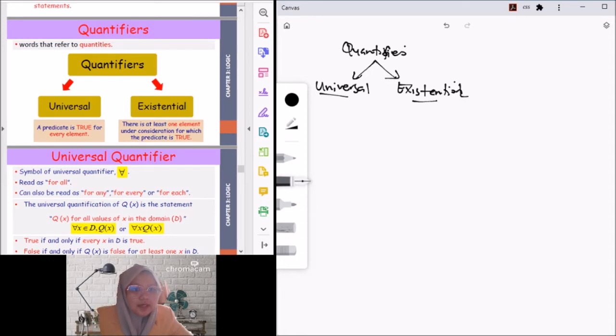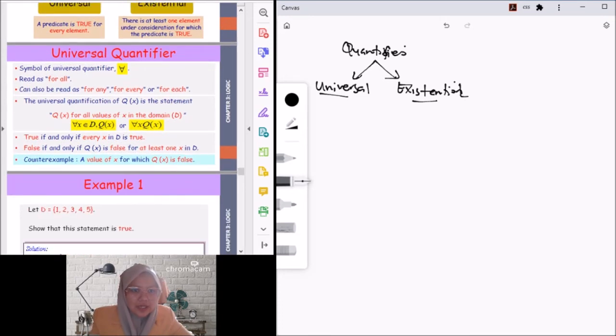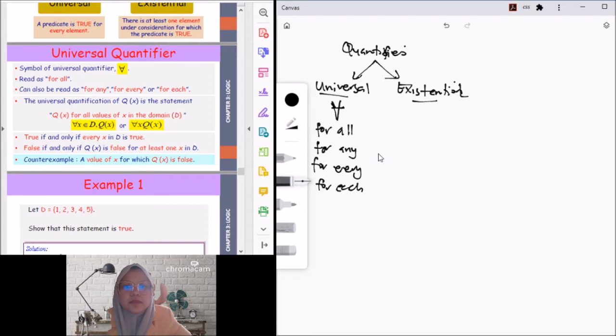For universal, the predicate is true for every element. While for existential, there is at least one element under consideration for which the predicate is true. First look at the universal quantifier. The symbol that we use is the upside-down A. We read this symbol as for all, or it can be read as for any, for every, and for each. That means all elements in the domain must be satisfied to make the predicate true.